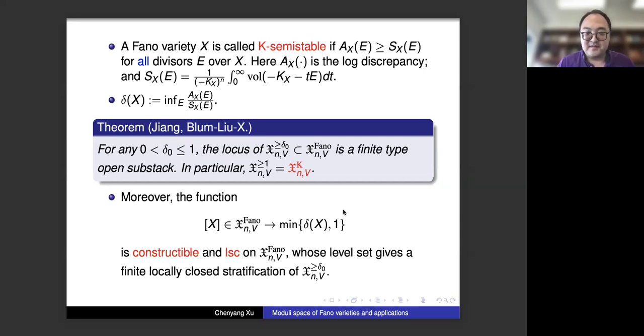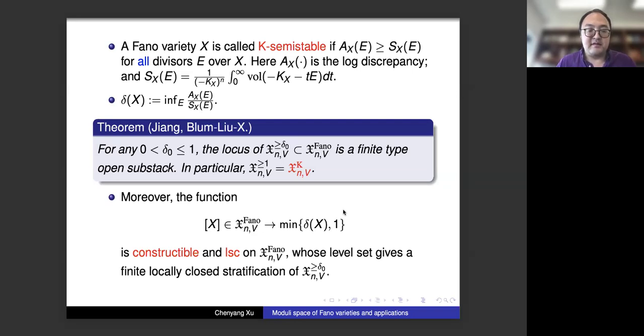So now we see the delta invariant of X, which is an invariant on this variety, and by definition, actually, this is not the original definition. This equivalence is called the Fujita-Li criterion, and it says that delta X is at least one if and only if X is K-semistable. So basically we have an invariant to measure how stable the Fano variety is.